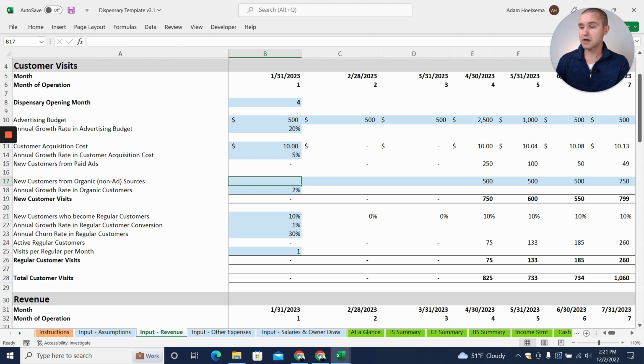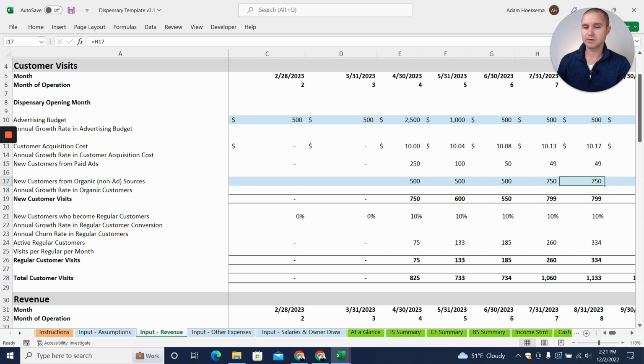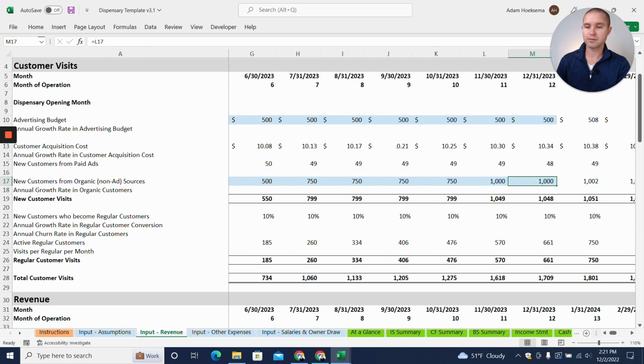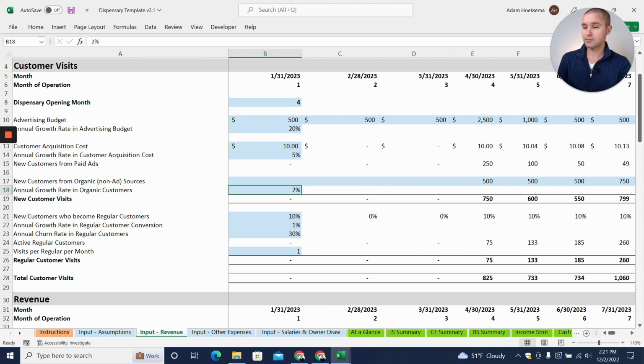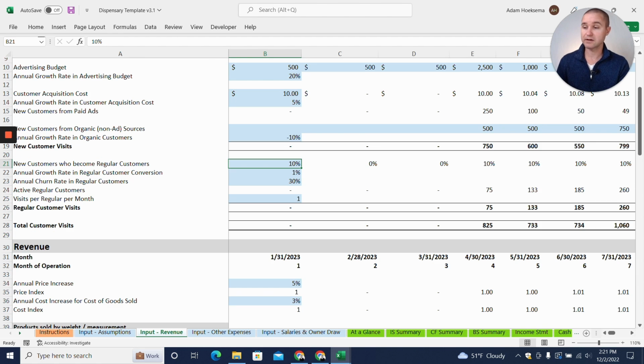We'll also have new customers from non-advertising or organic sources. Maybe initially we're getting 750, 1,000 new potential customers a month coming to our store. But then over time, this is also going to go down, because after a while, everybody that has heard about our business has come and checked us out, and it gets harder and harder to find new customers coming in.